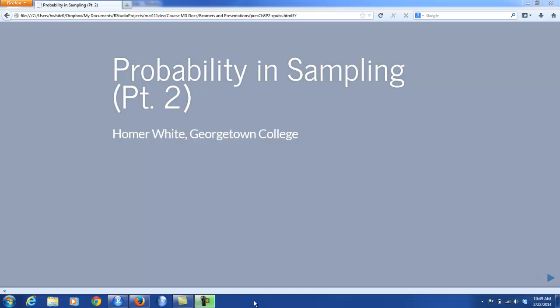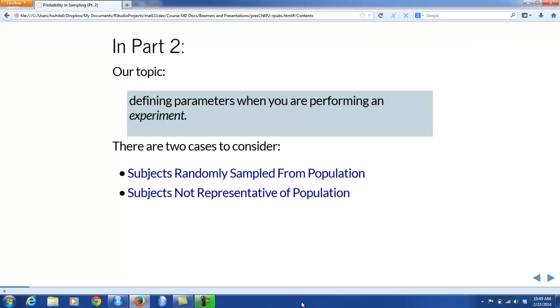This is on probability and sampling. In this second part of Chapter 8, we're going to step aside and address a special topic. How do you define one of the basic 5 parameters when you're performing an experiment? This can differ somewhat from when you're performing a regular observational study. There are 2 cases we're going to consider.